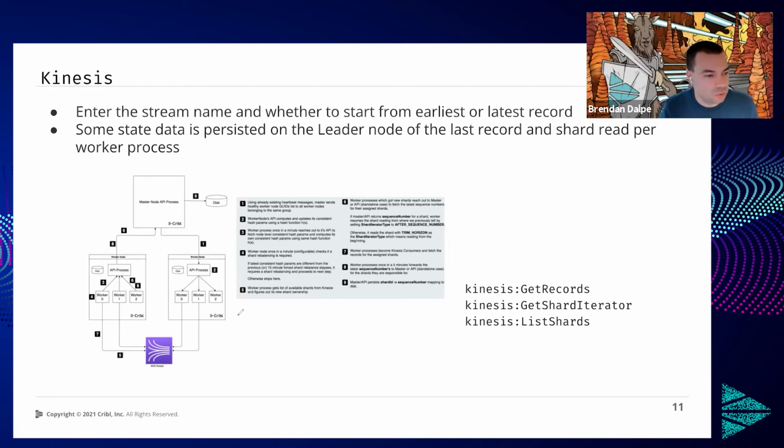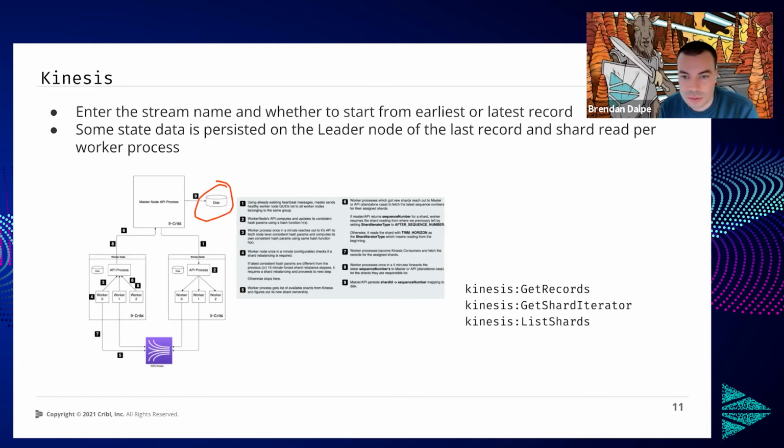And then on that interval too, each worker process will report back to, in this case, it says master here. This is an old architectural diagram. It'll report back to the leader node and say, I am worker process so-and-so, I have these shards, and this is the last place that I read from. That data is then persisted to the state directory on the leader itself.